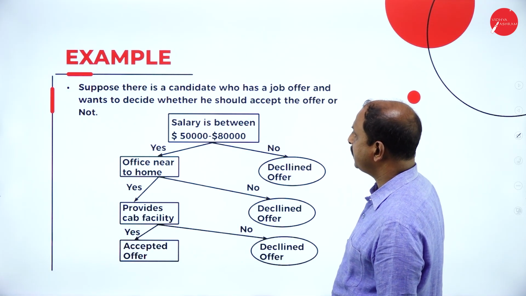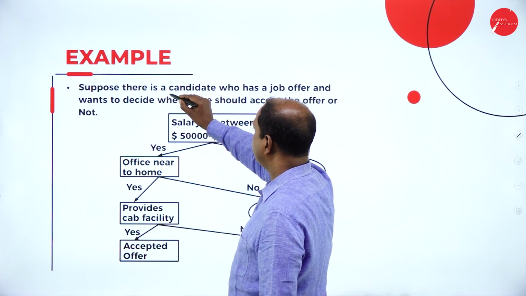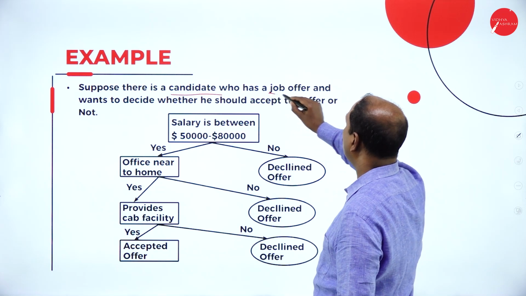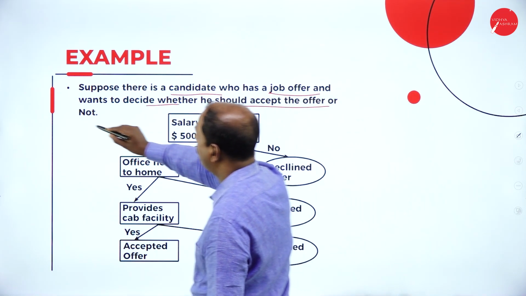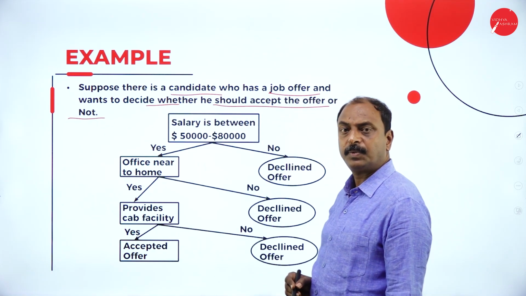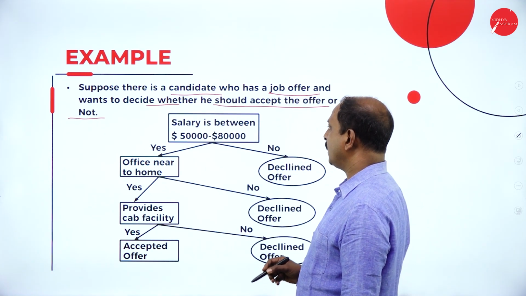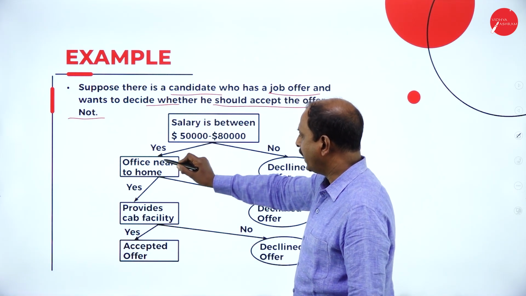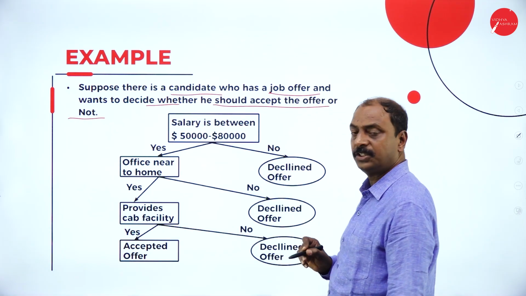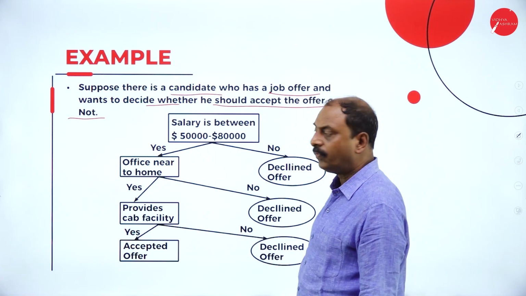In the next slide, we will see some examples. Suppose there is one example: a candidate who has a job offer and wants to decide whether he should accept the offer or not. This is one small, simple example. Here you can assume that this is the starting node, the root node, and these are all different branches of a decision tree.